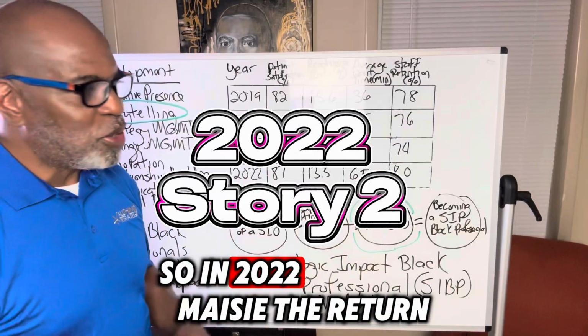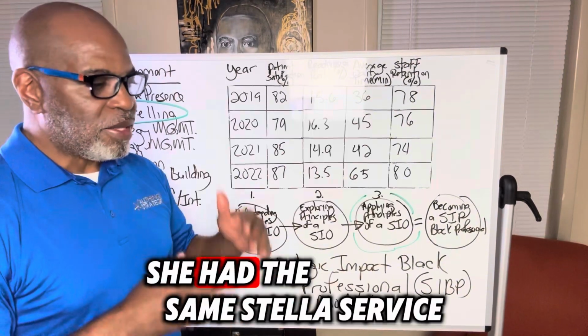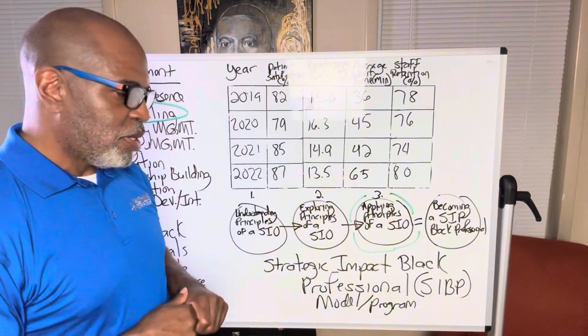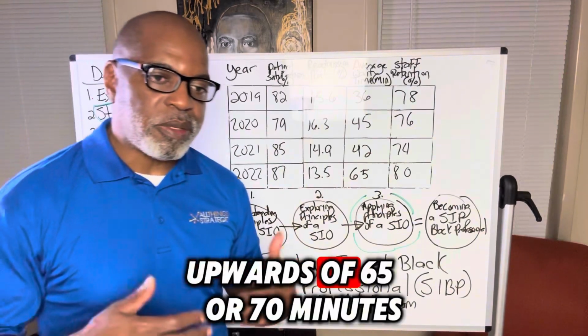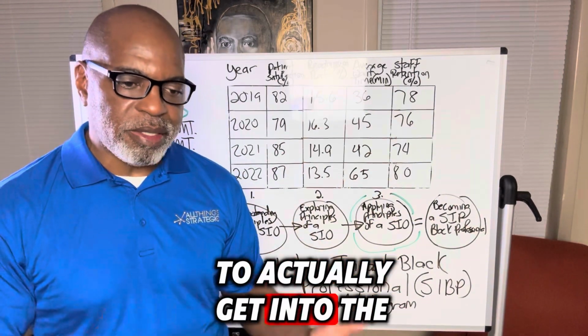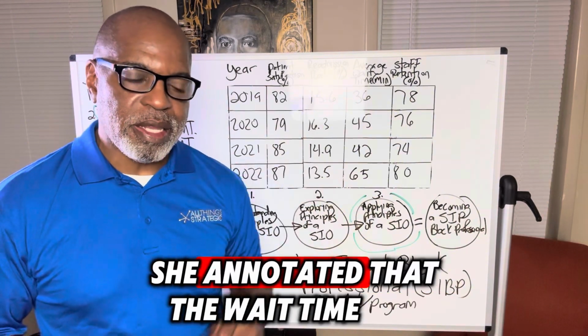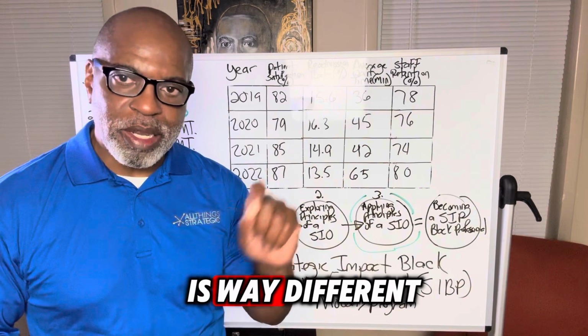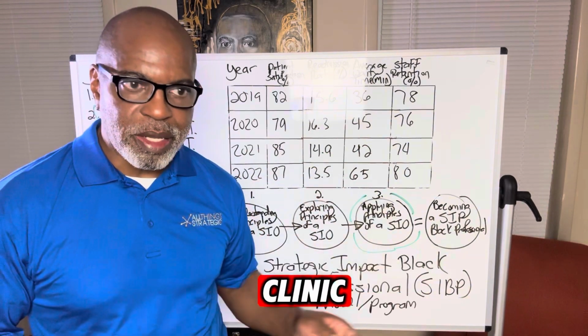So in 2022, Macy returned to the critical access hospital. She had the same stellar service, but one thing that stood out to Macy was the wait time. It took her upwards of 65 or 70 minutes to actually get into the clinic. And in Macy's patient satisfaction survey, she annotated that the wait time is way different and it took them way longer to get her into the clinic.